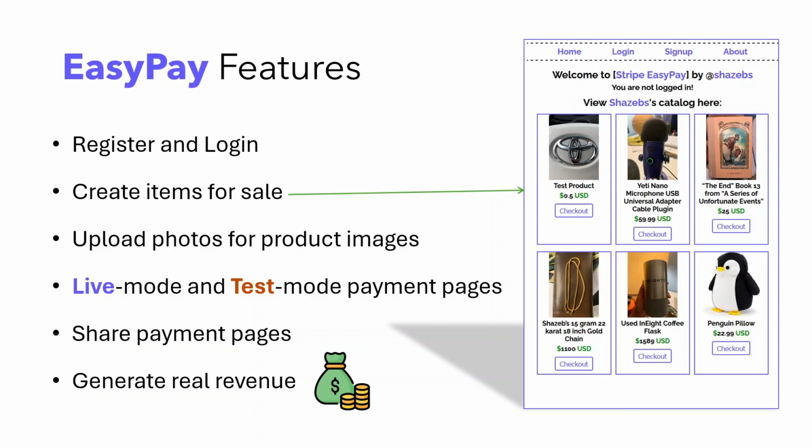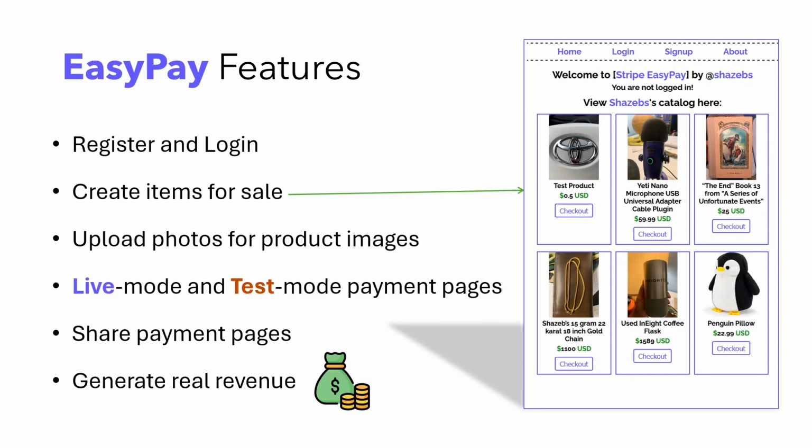Then we have a live mode and test mode payment pages. So the Stripe API offers two types of API keys. You have a live key and you have a test key. Now, depending on which key you use determines if you could use fake money to test payment checkouts, and then you can switch over to your live key, which will then generate actual revenue if people check out your stuff.